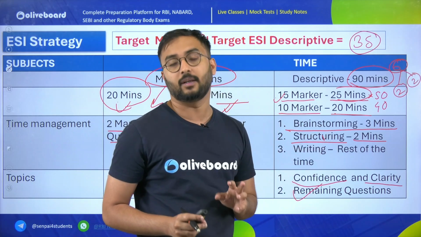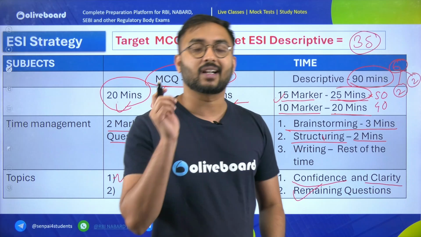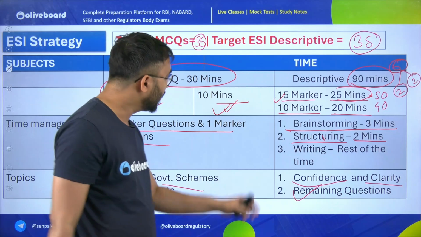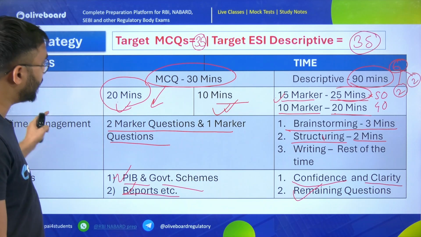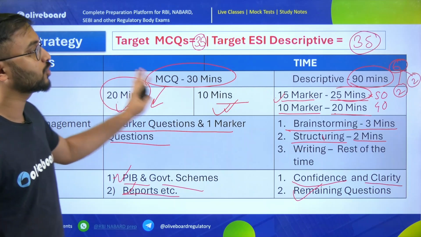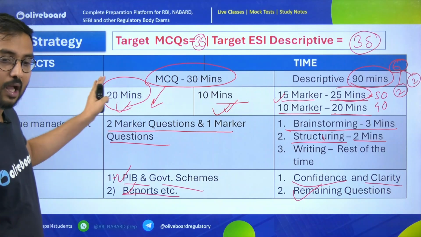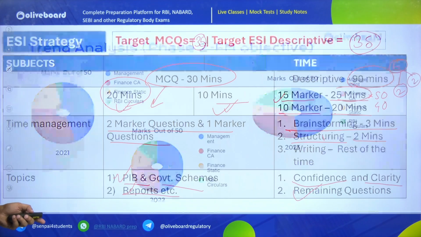And then you can write the remaining questions. So first, write the answers of the confident questions and then go for the remaining questions. This is the overall examination hall time management and strategy to score 70 in ESI. So I hope you understood how we can tackle ESI in phase 2.